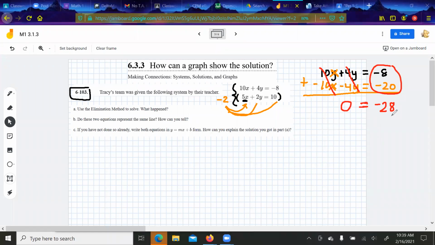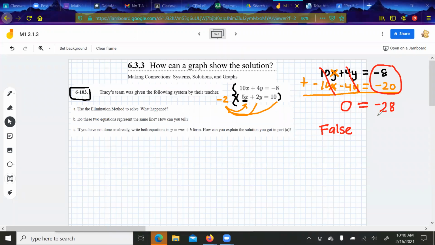If I owe you $28, is it acceptable for you to take $0? Are you going to accept $0? No. Probably not. It'd be pretty nice if you did that, but this is a false. So what happens is you get a false statement, right? Like you get a false equation. 0 doesn't equal -28. And what happened was all the x's and y's went away. So we got a 0 on one side, but we didn't get 0 on the other side.